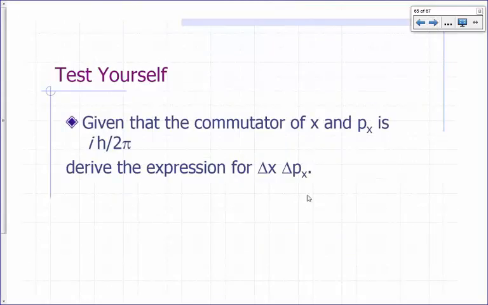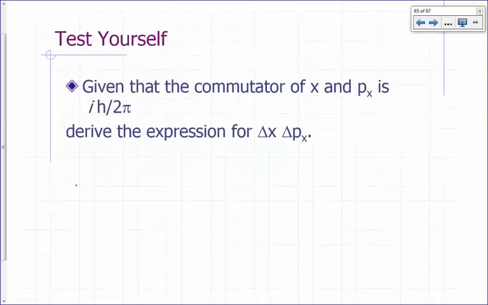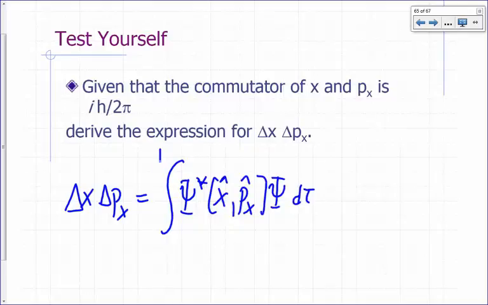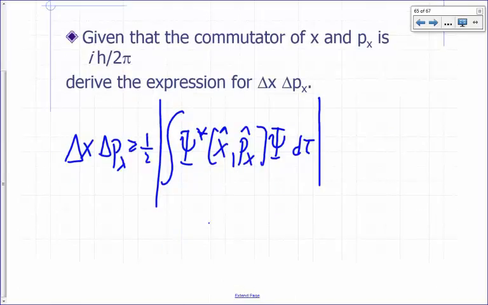And so we can show that in the case of x and px, what is the uncertainty? What's delta x times delta px? Delta x times delta px is greater than or equal to 1/2 the absolute value of the integral of psi star, commutator of x and px, psi d tau. So what is this thing on the right-hand side? We've already shown what the commutator of x and px is. It's i h bar.